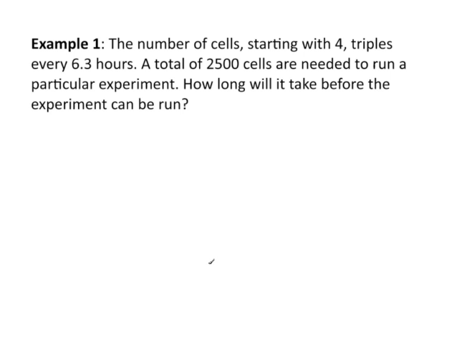So let's go ahead and take a look at an example here with real numbers and figure out what we need to do. Now, the number of cells, starting with 4, so my initial amount is 4, triples every 6.3 hours. A total of 2,500 cells are needed to run a particular experiment. How long will it take before the experiment can be run?